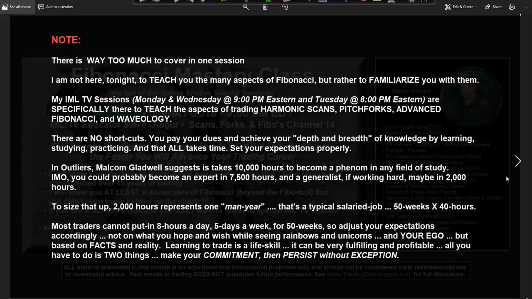Most traders can't put in 8 hours a day, 5 days a week for 50 weeks. So adjust your expectations accordingly, not on what you hope and wish while seeing rainbows and unicorns and your ego, but based on facts and reality. Learning to trade is a life skill. It can be very fulfilling and profitable. All you have to do is 2 things. Make your commitment, then persist without exception. It's kind of my team's motto, persist without exception.